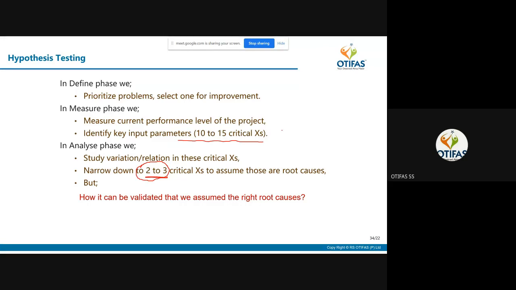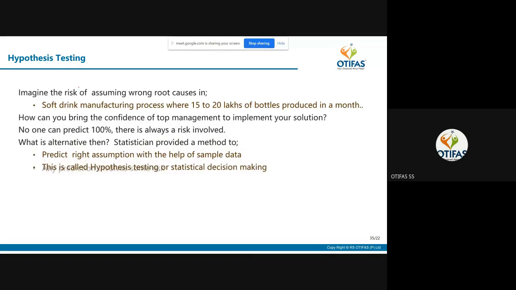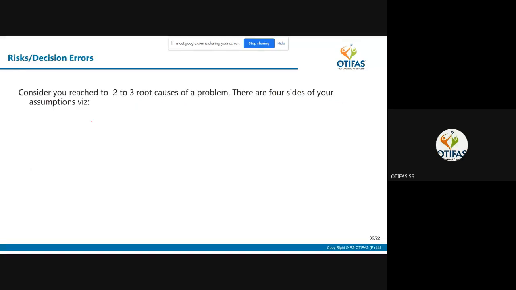After implementing, what kind of things happen? Either you get a result, you get an improvement, or it becomes worse. These two things can happen. That means it was a success, or it was not a success. So there is always a risk. Now imagine the risk: we have found root causes, but based on that, the company has to put a lot of money into changing the layouts and so on. How will you take that risk? So every person needs these risks to be reduced. So there comes hypothesis testing.